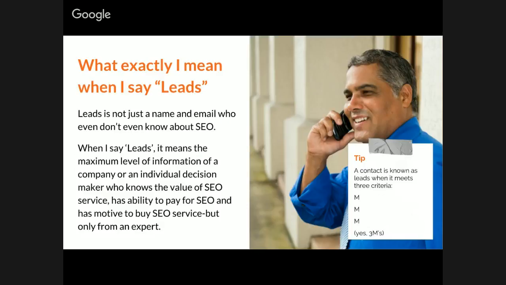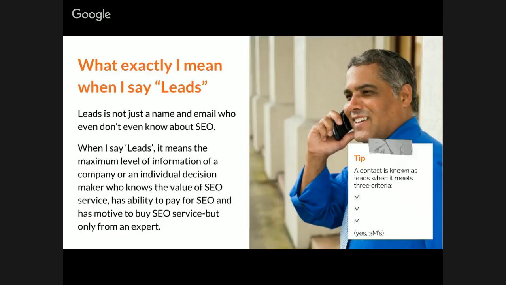You can see the tip on the right hand side. A contact is known as a lead when it meets three criteria: M, M, and M. Yes, three M's. First M is for matchmaking. Second M is for money. Third M is for motive.